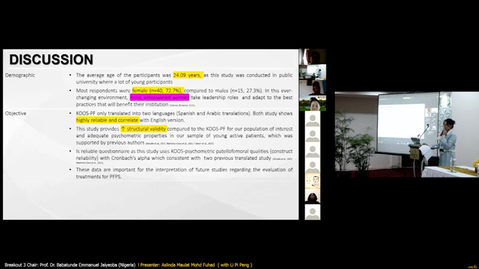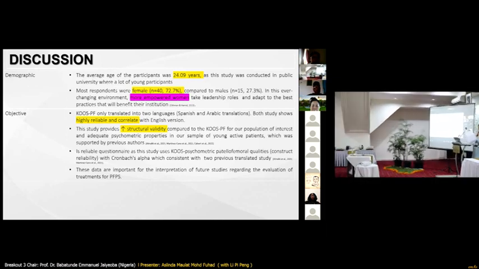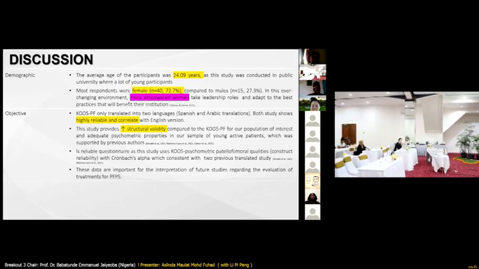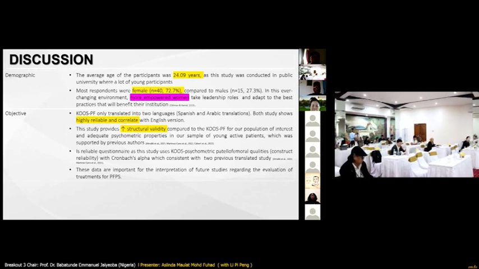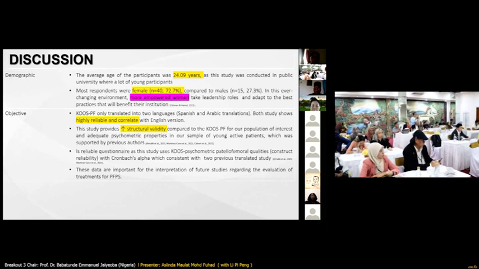Okay, in my study, the average age of the participants was 24.09, as this study was conducted in a public university where there are a lot of young participants. Most respondents were female compared to male. In this ever-changing environment, more empowered women take leadership roles and adapt to the best practices that will benefit the institution.